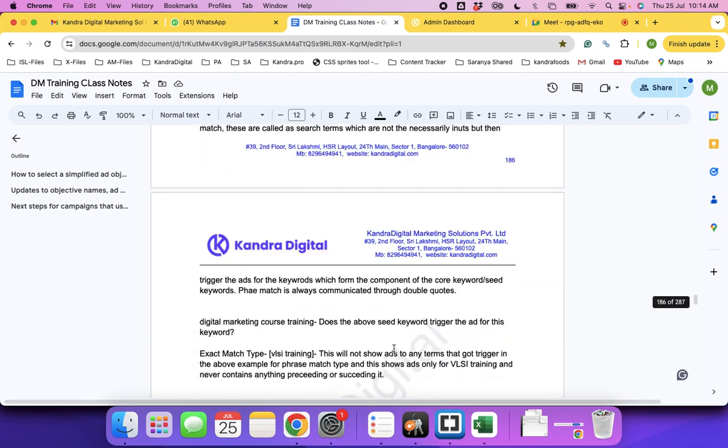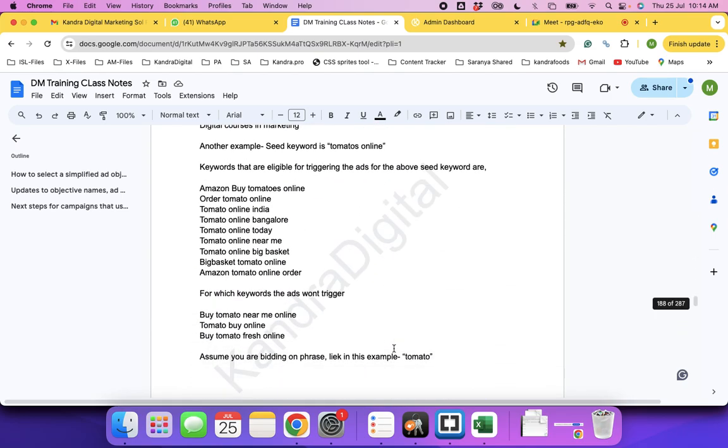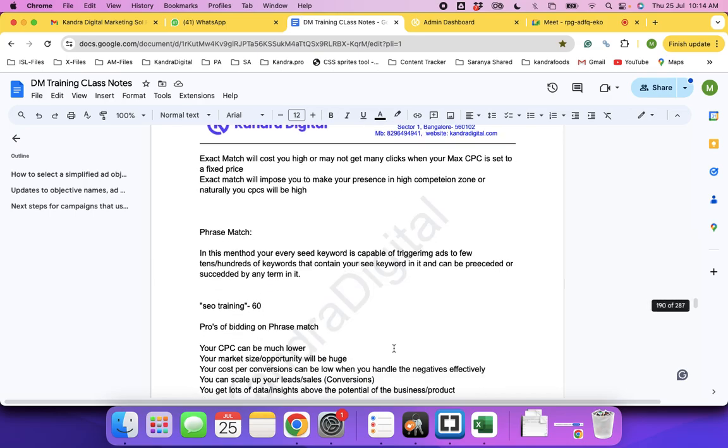Yes, yes. Yeah. So today we'll understand about the keyword match types, how they work.